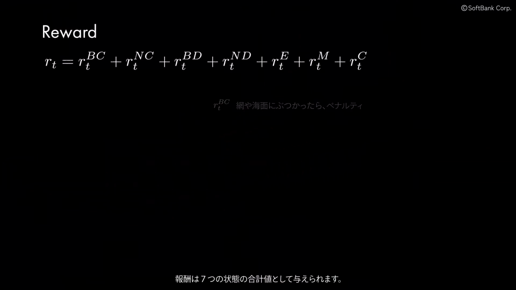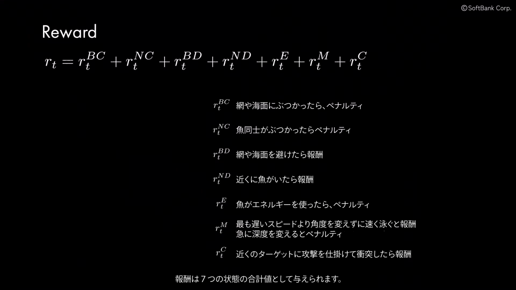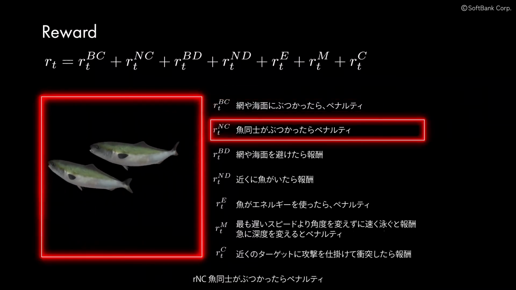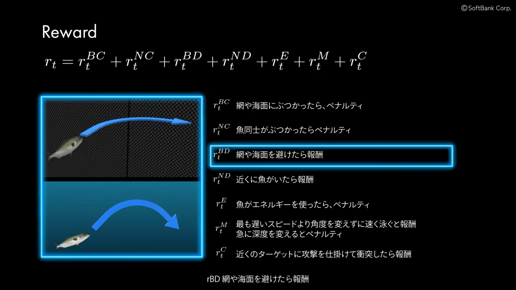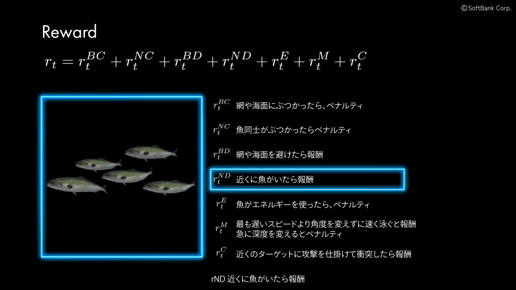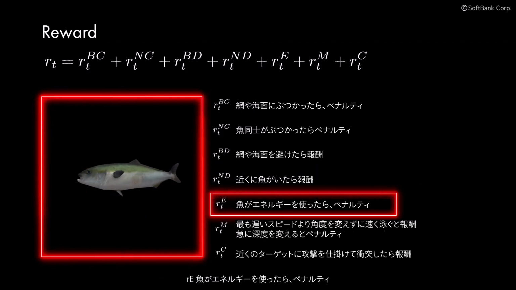The reward at each training iteration is computed by the summation of the following 7 subcomponents. RBC is the penalty given when a fish collides with the cage or water surface. RNC is the penalty given when fish collide with each other. RBD is the reward given when a fish avoids the cage and water surface. RND is the reward given when a fish is close to other fish. RE is the penalty given when a fish expends energy.